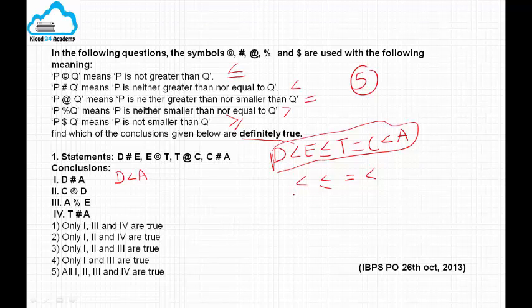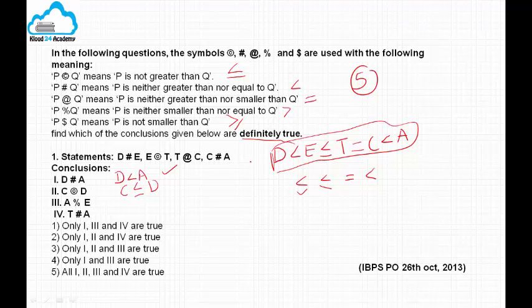Rule of ranking: the pure symbol is given the first rank, so less than will be given the first rank. Alright, so is D less than A? Yes, definitely. Then they have asked C copyright D. C copyright D means C less than or equal to D.